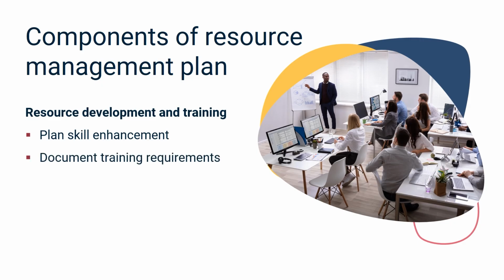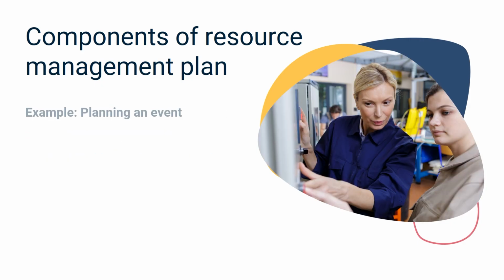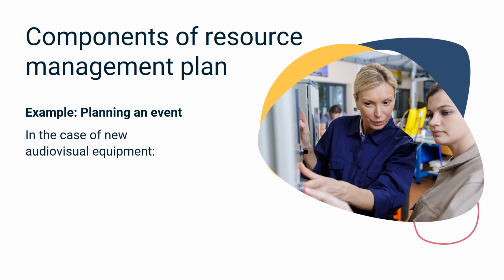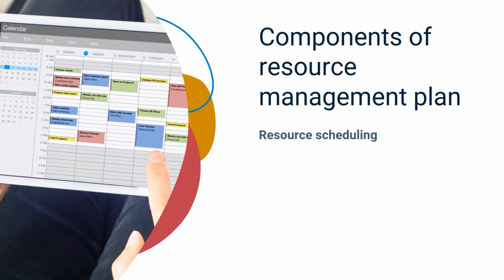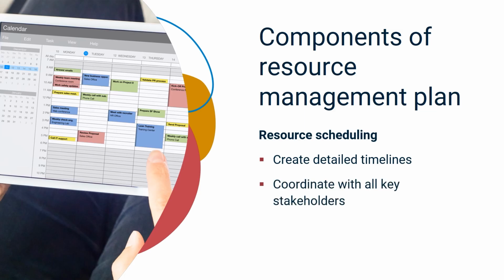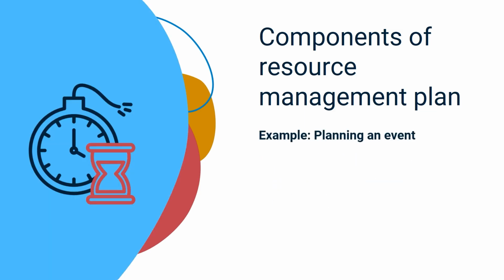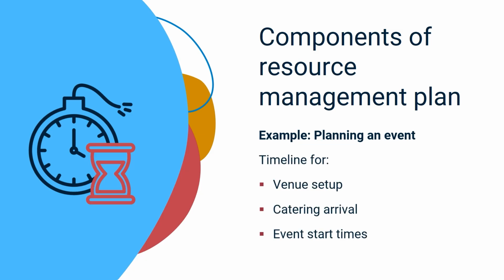You should document any training requirements. For example, if you're using new audiovisual equipment in your event, it's essential to provide training for your tech team on how to operate it. Next, create detailed timelines for when resources will be needed and used. You should coordinate with all key stakeholders to confirm the schedule. For example, you can create a timeline for venue setup, catering arrival, and event start times.